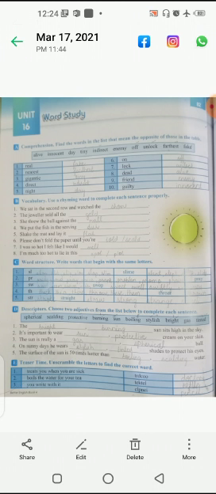Spherical is a shape, ball. On sunny days, we wear stylish and tinted shades. Tinted means having color. Tinted shades to protect his eyes. The surface of the sun is 50 times hotter than boiling, scalding water. Scalding means very hot.